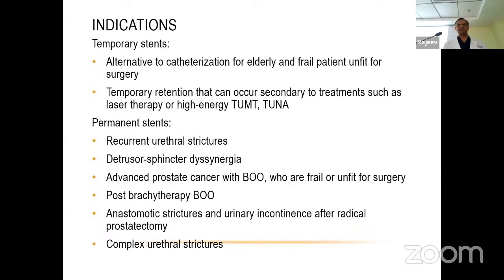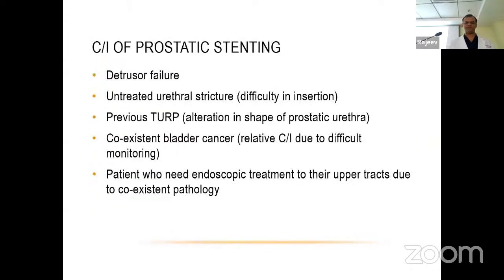Permanent stents are used in recurrent urethral stricture, detrusor sphincter dyssynergia, in advanced prostatic cancer with bladder outlet obstruction, post-chemotherapy, post-brachytherapy bladder outlet obstruction, and anatomical strictures. Contraindications for prostatic stents are detrusor failure, untreated urethral stricture, and previous TURP patients. Coexisting bladder cancer is also a contraindication.